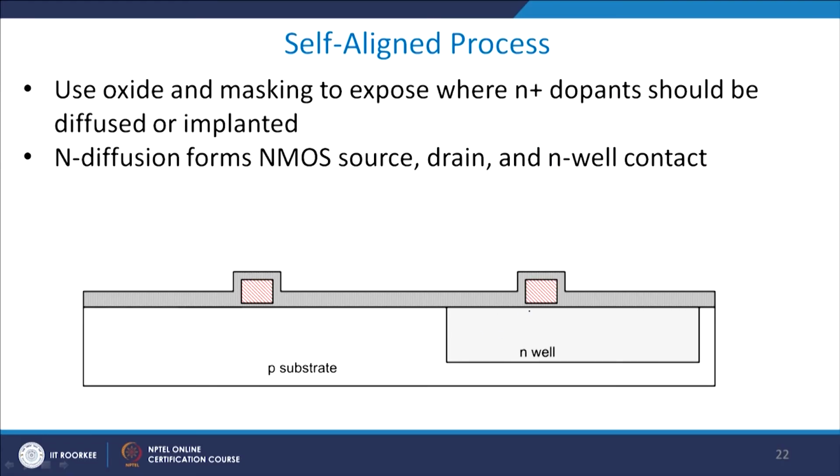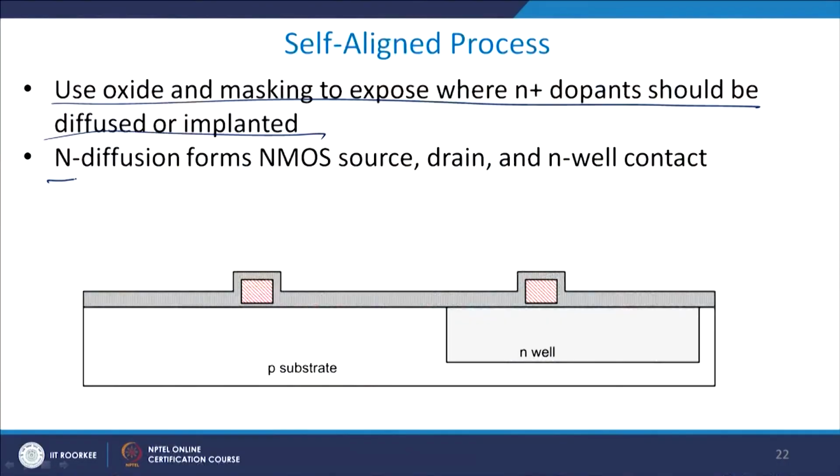So, what you do is you grow it like this, then use oxide and masking to expose where the N plus dopant should be diffused or implanted. Now what we do is we expose the polysilicon, and those places where we want the N plus dopant to go, we expose it, and for other regions we stop it.